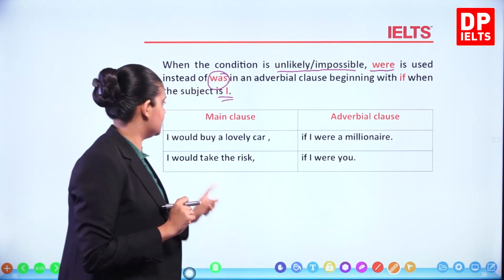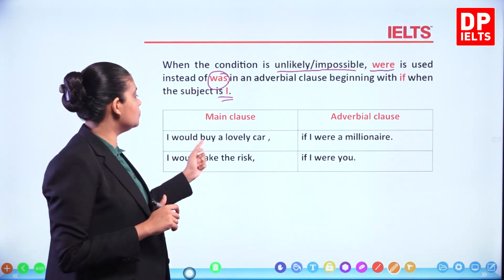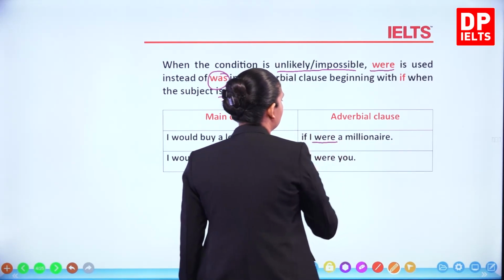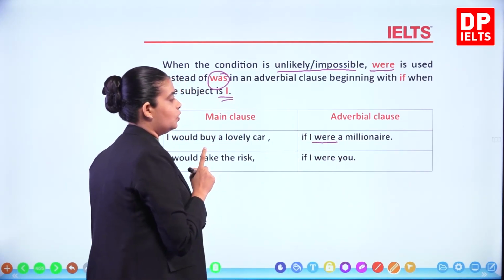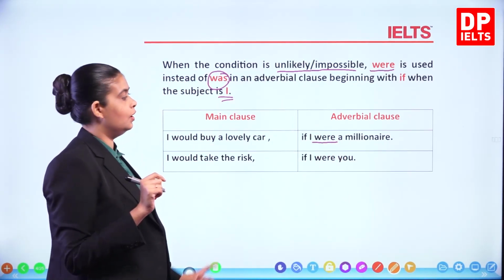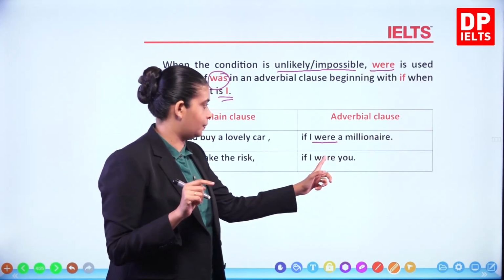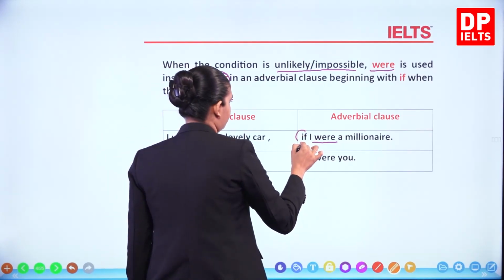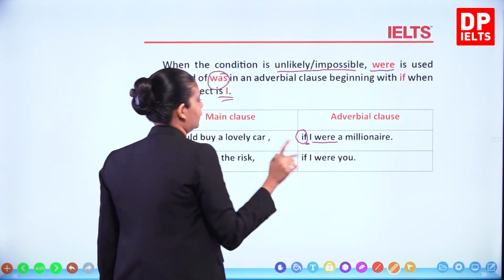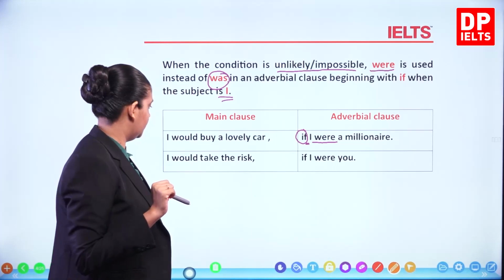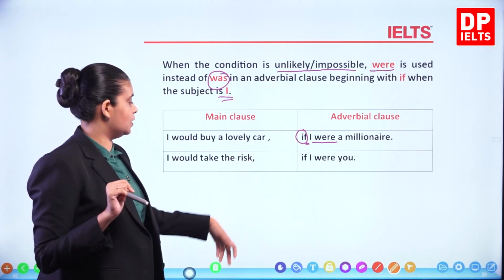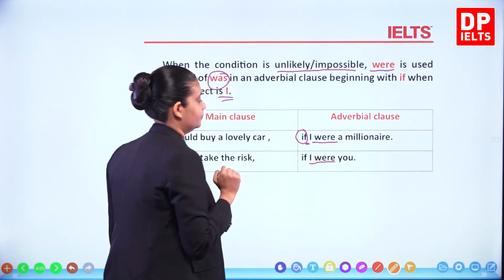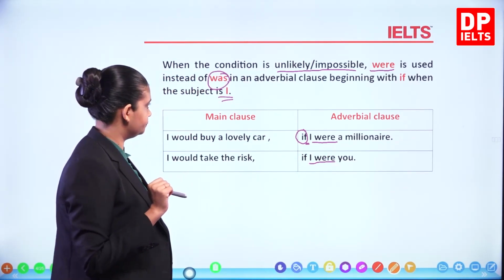Let us have a look at an example. I would buy a lovely car if I were a millionaire. So you don't put if I was a millionaire. If it is unlikely to happen, if the adverbial clause is beginning with if and there's I, then you can put were. I would take the risk if I were you. Right?